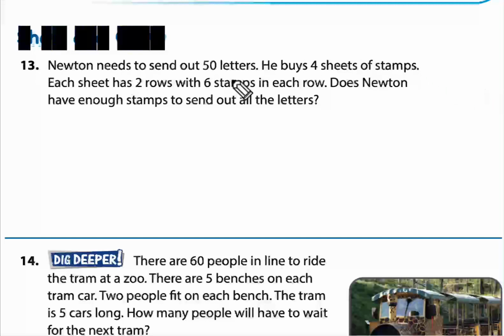How? We should read the question first. Newton needs to send out 50 letters. So, this is something that we have already. And he buys 4 sheets of stamps. Each sheet has 2 rows with 6 stamps in each row. If we have 6 stamps in each row, so we should repeat the 6, right? The question: does Newton have enough stamps to send out all the letters?